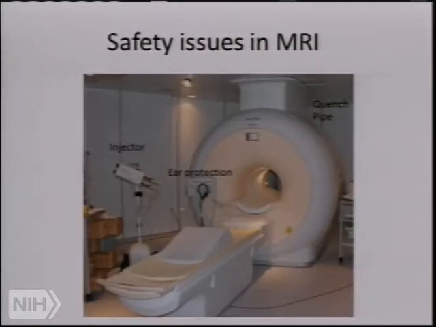So this is what it looks like from the outside. Here's the quench pipe, the vent that I just talked about at the top of the unit. An injector, just like on CT, we have a 2-syringe injector. But there's another very important piece of safety on an MRI device, and that's this ear protection. Not only do we give patients earplugs, but we also give them these ear-protecting headsets, because there's a huge amount of noise generated inside one of these magnets caused by the gradients shaking. As a consequence, we need to protect the patient from the high sound.